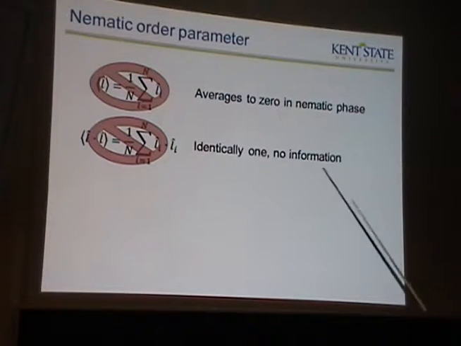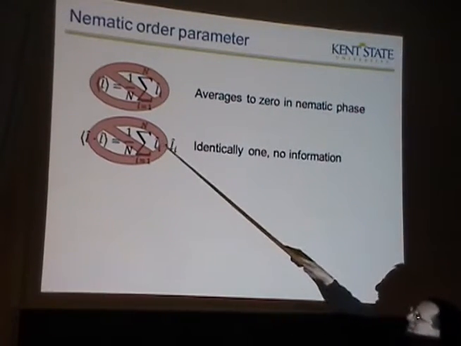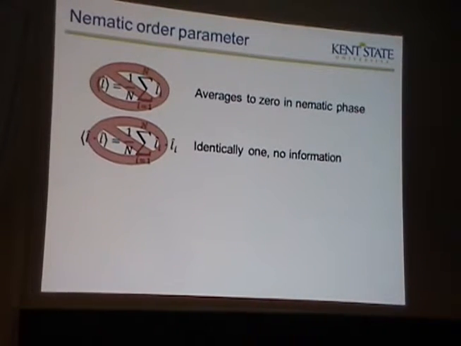Because here's a unit vector, the vector dotted into itself is 1. So you're taking the average of 1, which is 1. So it's not 0, but it doesn't give you any information. It's always 1, no matter what phase you're in. So, forget about that one.